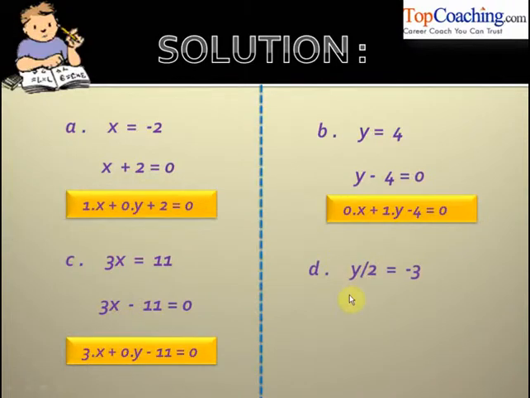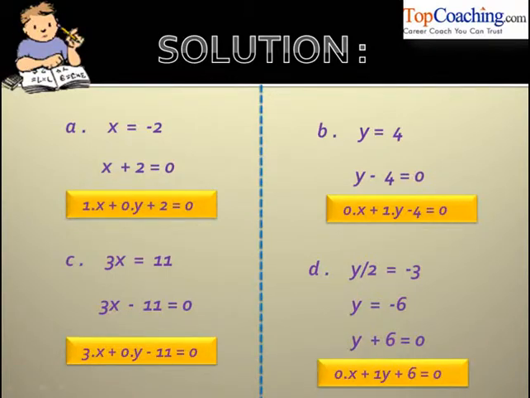The fourth is y by 2 equal to minus 3. We can further write this as y equal to minus 6, or we can write it as y plus 6 equal to 0. Now again here we see that x is absent, so we can write this as 0 times x. So the final equation becomes 0 times x plus 1 times y plus 6 equal to 0. So this is the same as this equation, but here we see that this equation is an equation in two variables x and y.